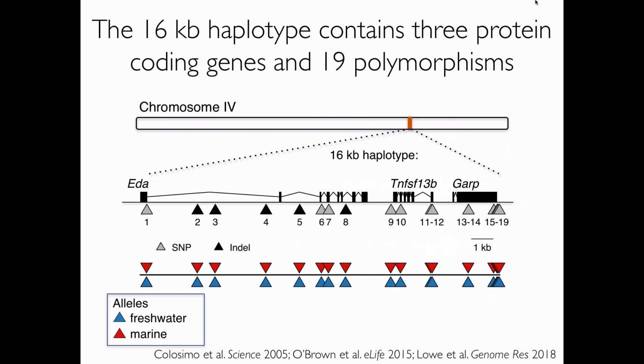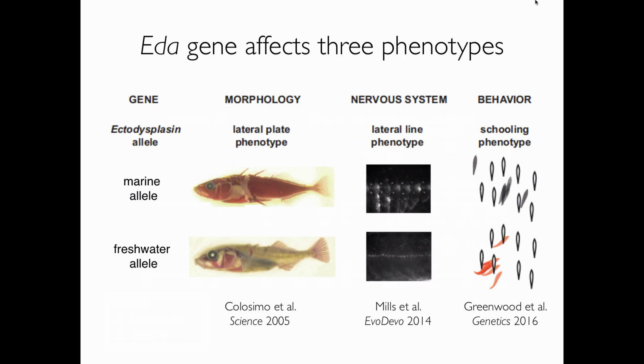If you sequence freshwater and marine sticklebacks, you'll find that they have alternate alleles at these 19 different polymorphisms. Now, we know that the EDA gene itself is responsible for 3 phenotypes that have been mapped to this region of the genome. This is a lot of work both from David Kingsley's lab and from my own lab. We know that the marine version of EDA is expressed at a higher level than the freshwater allele. Transgenic work, simply overexpressing the EDA gene under the control of a promoter that drives expression throughout the body, causes a freshwater stickleback to change.